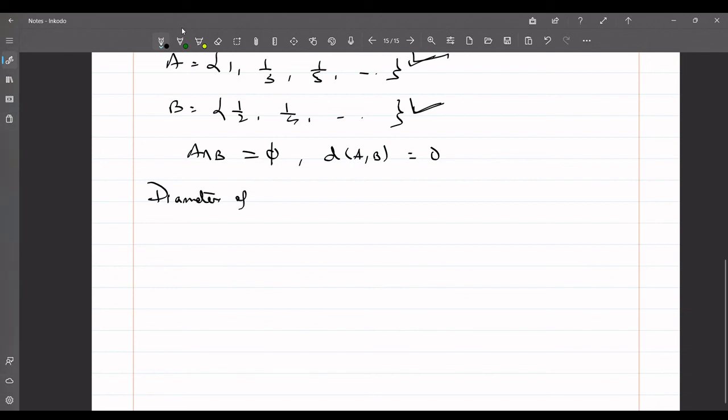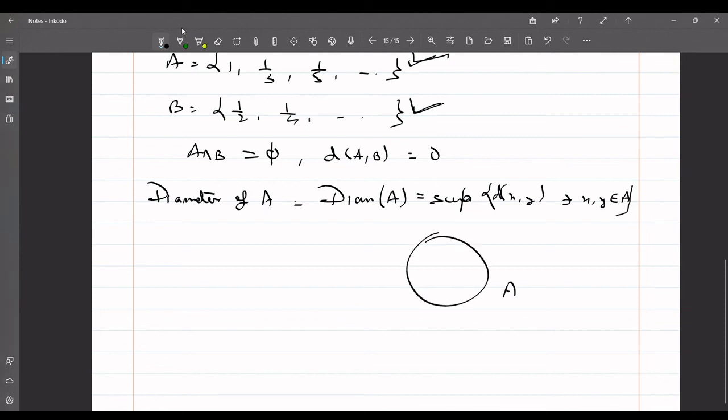The next thing we have is the diameter of a subset of a metric space. Diameter of A is given as diam A or dia A. It is the supremum of the metric d(x, y) such that both belong to set A. Suppose this is A, and this is say x and this is say y. This is the metric between them. So the maximum distance possible between them must be the diameter.